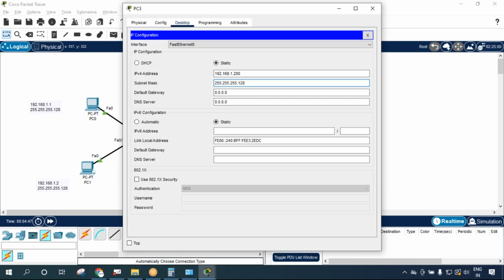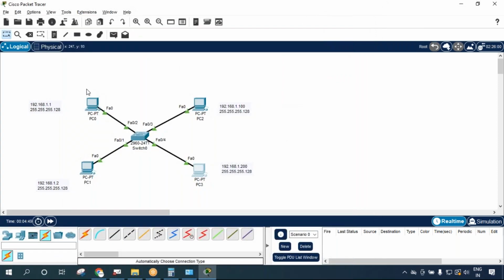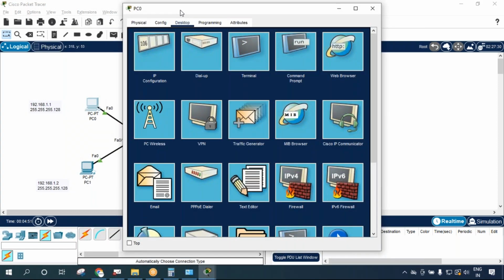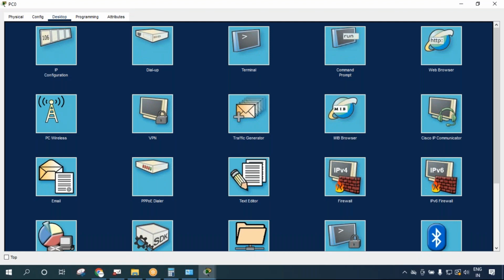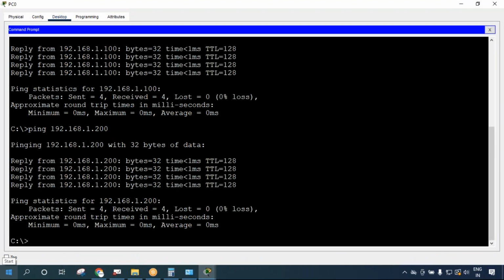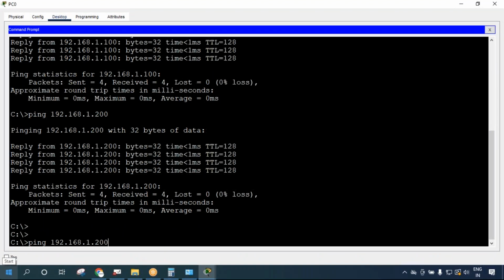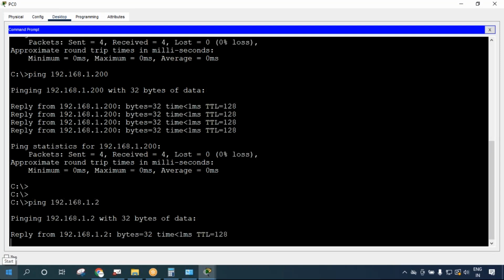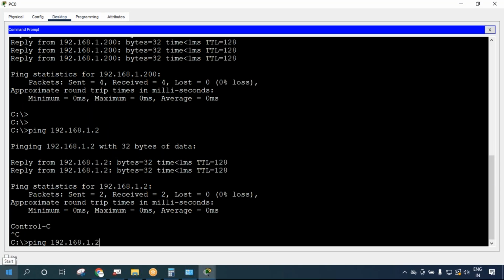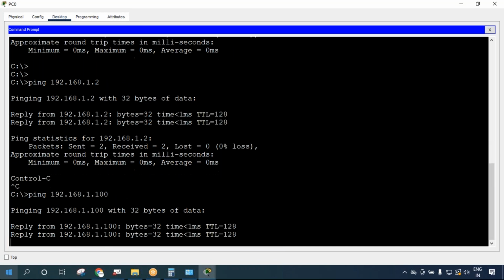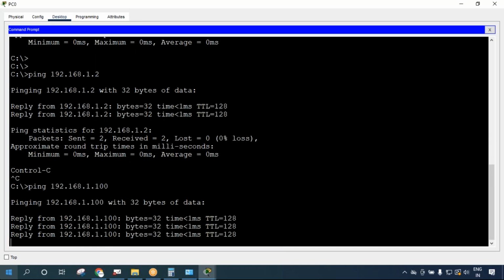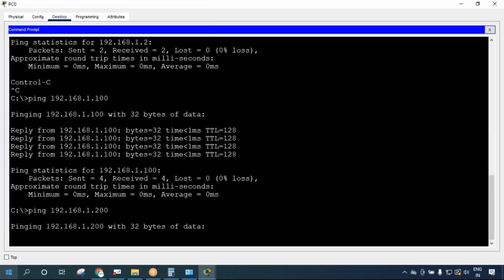Done, that's great. Now, my dear friends, go to PC1 and try to ping. Go to PC1 and try to ping all the IPs. Like 1.2 ping is happening. 1.100 ping is happening. 1.200 ping is not happening.